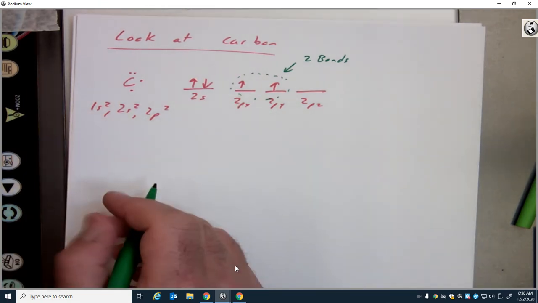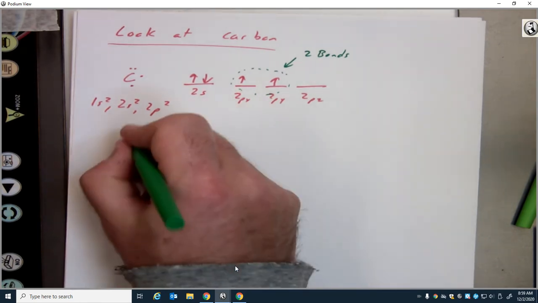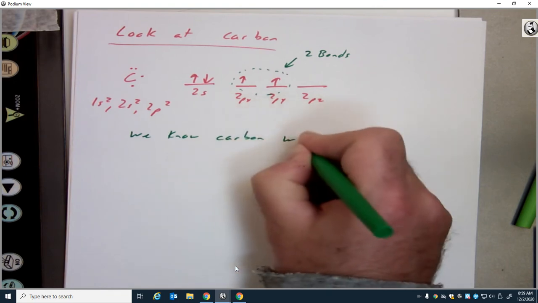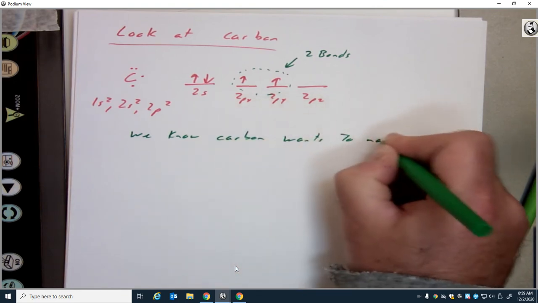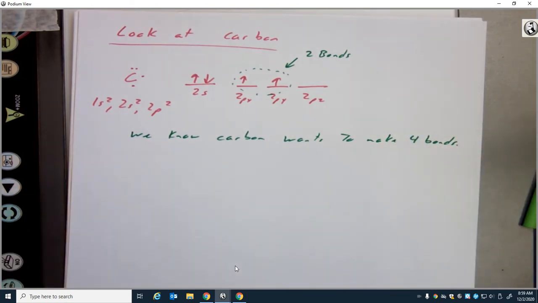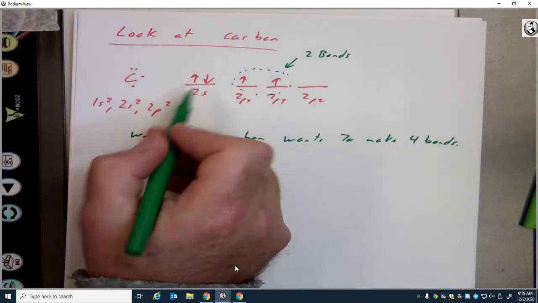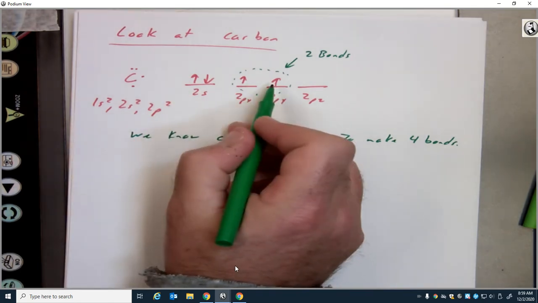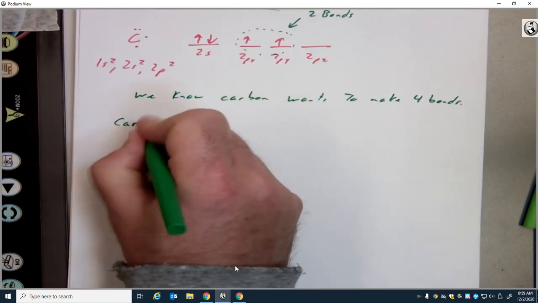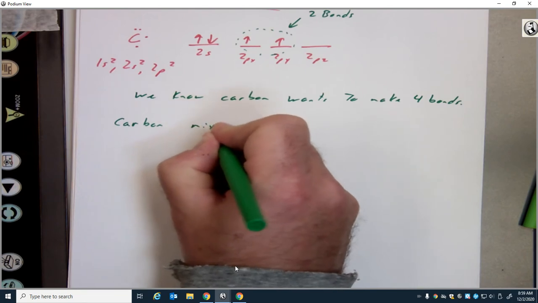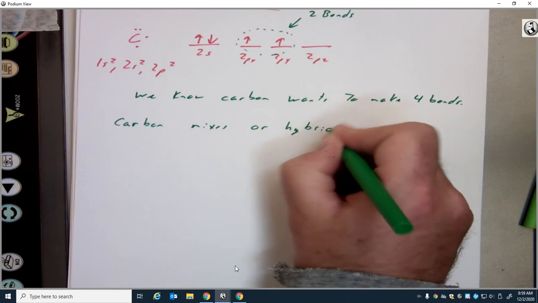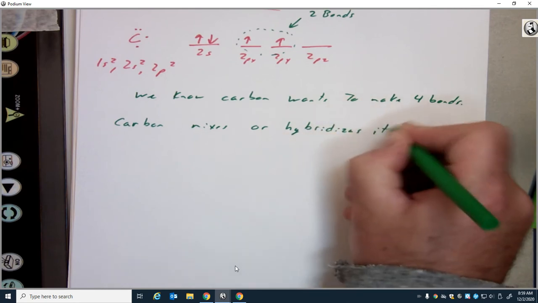But how many bonds do we know carbon makes? We know carbon wants to make 4 bonds. But why? It only has these 2 unpaired electrons. Well, it turns out that carbon mixes, or hybridizes, its orbitals.